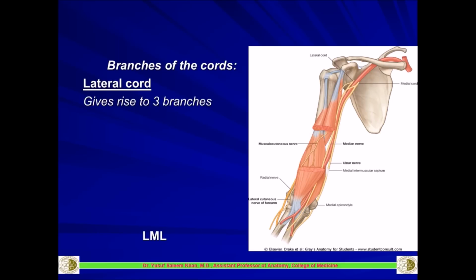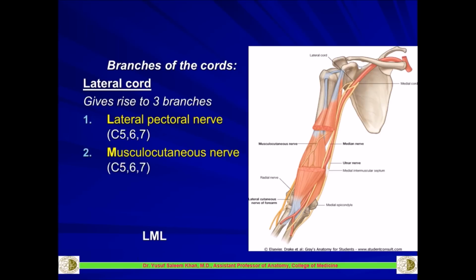So this will be the three branches which are coming from this lateral cord. One is the lateral pectoral nerve. The first L stands for lateral pectoral nerve. The second M stands for the musculocutaneous nerve, and the third one is L, again lateral root of the median nerve. Now try to trace these nerves which are coming.